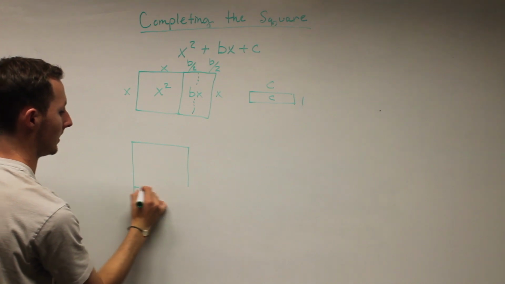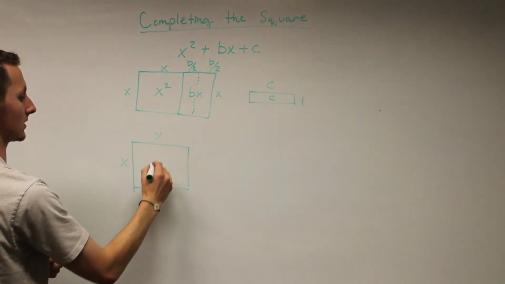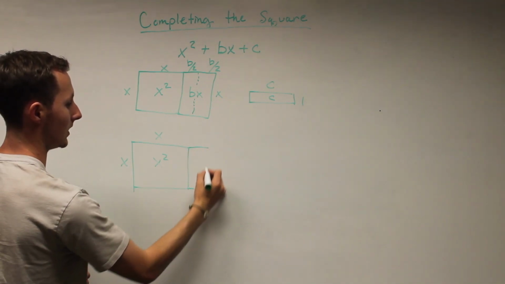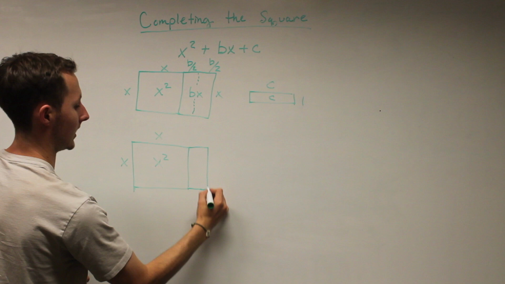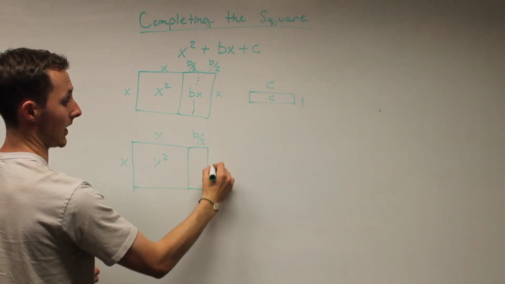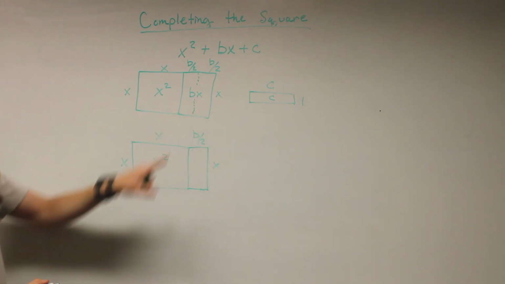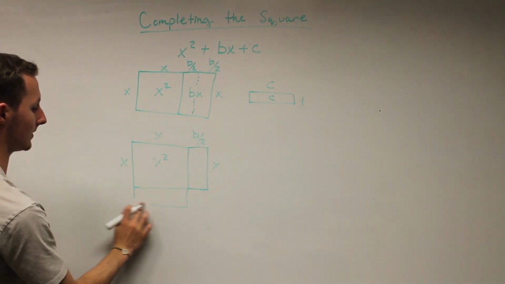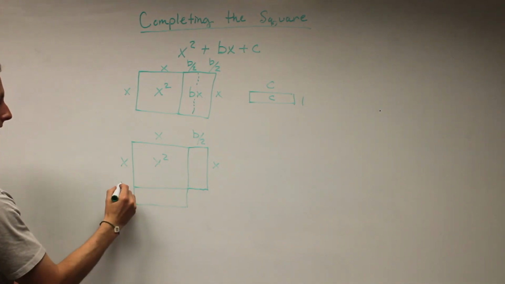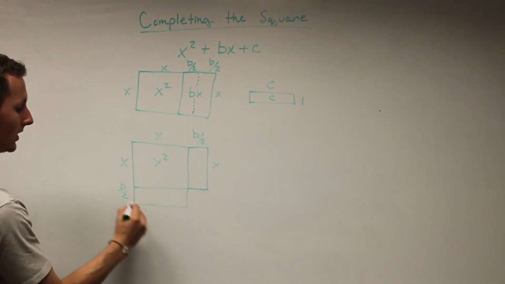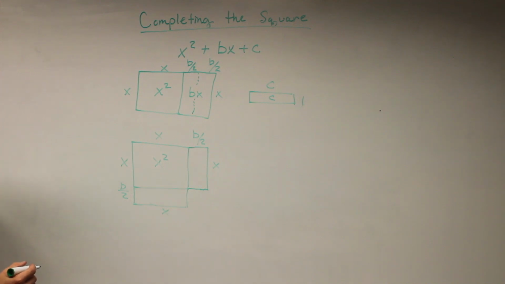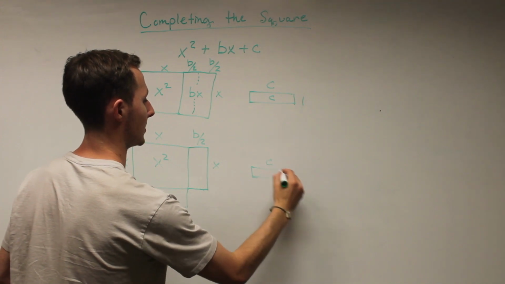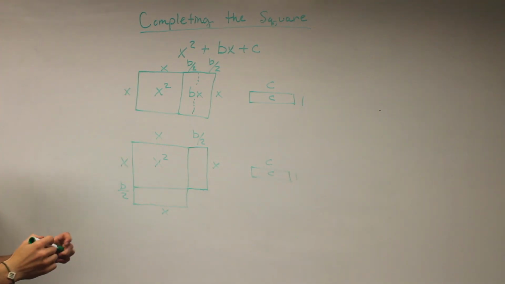So we've got our x by x square still, with area x squared, and I'm going to leave one of those rectangles with width b over 2 and height x right there, and then I'm going to take the second one and put it right down here on the bottom left, and now it's got height b over 2 and it still has width x. And then of course we've got our little leftover piece c by 1 with area c.